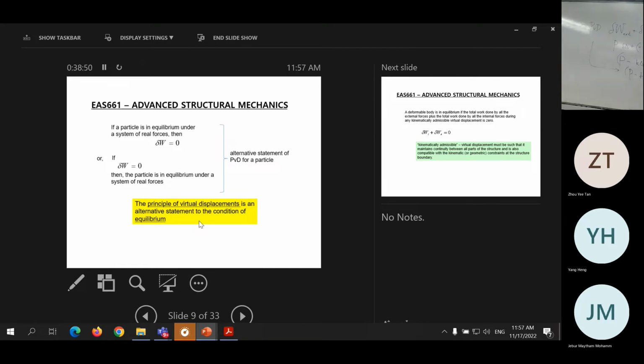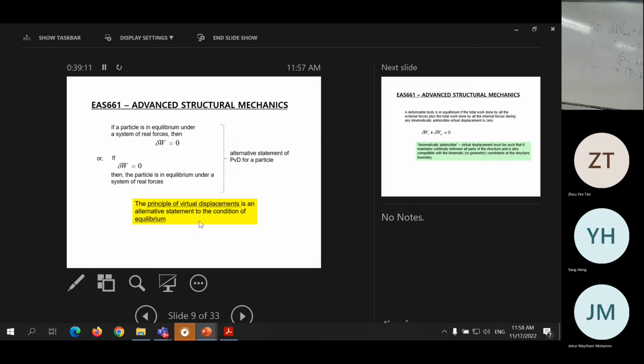What does equilibrium mean? Normally the classical definition is internal force equal to external force. That is equilibrium. Internal force equal to external force, or applied moment equal to resistant moment. That is the classical definition of equilibrium.